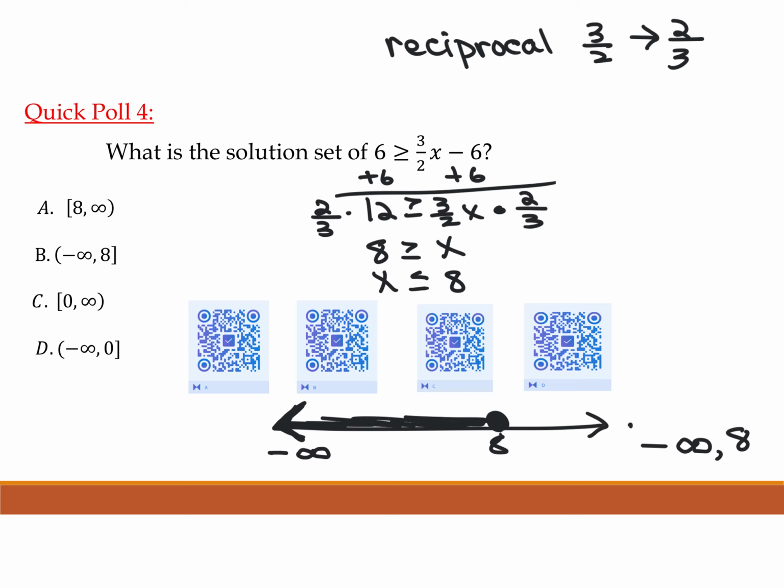-infinity is always a parenthesis because it keeps on going forever and ever and ever. Because 8 has a closed circle, we know that is a bracket. So the correct answer would have been answer B.